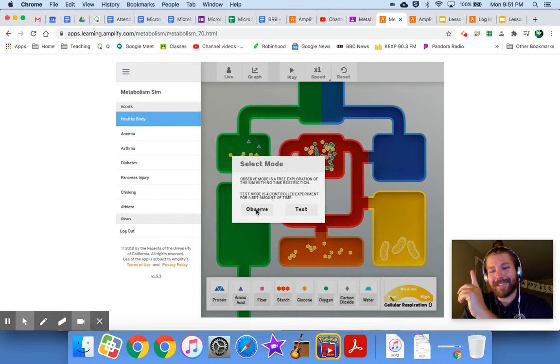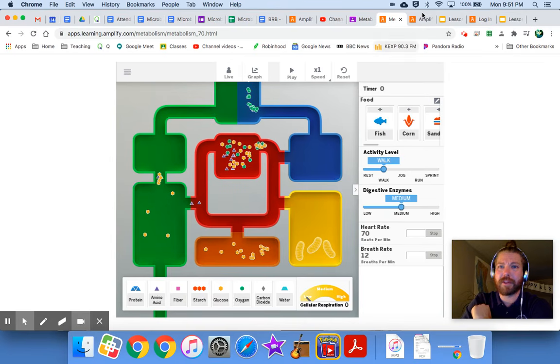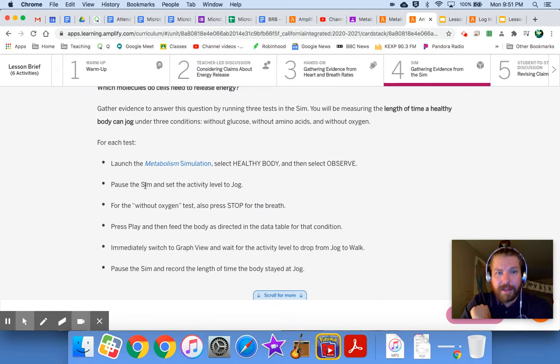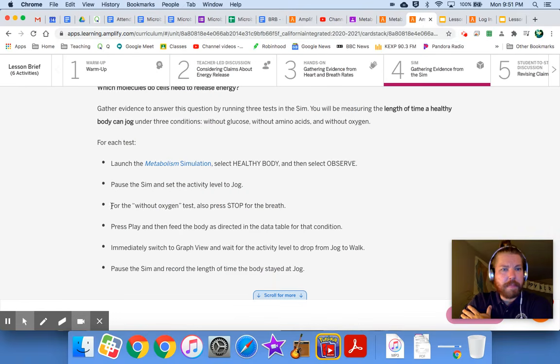But then it says the next thing was pause it. Make sure you pause it right away. So I hit pause on mine. Good. Pause the sim and set the activity level to jog. Okay, activity level. Oh, look, here it is. Activity level, jog. Now what do I do? Well, let's go back to the directions. Let's find out. For the without oxygen test, also press stop for the breath.